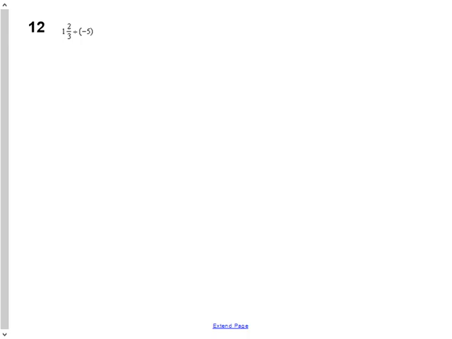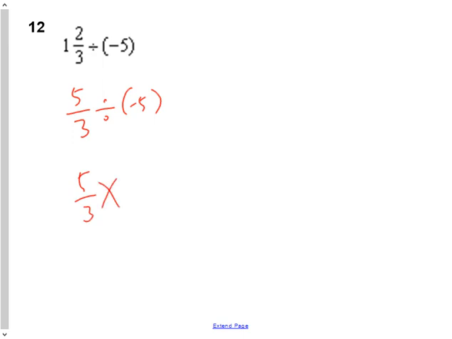The next question is a mixed fraction divided by a whole number. 1 and 2 thirds is 5 thirds, divided by negative 5. Now we know when we divide, what we want to do is keep the first fraction, change the division to multiplication, and use the reciprocal of the second. Since the second is a whole number, we can consider it as negative 5 over 1, and therefore its reciprocal would be negative 1 over 5.